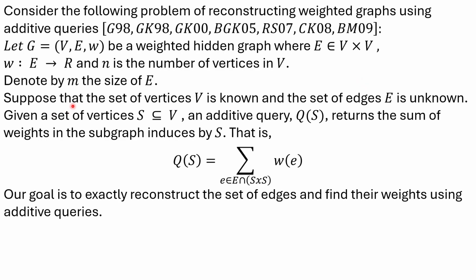Given a set of vertices S, which is in V, an additive query Q_S returns the sum of weights in the subgraph induced by S. That is, we go over all the weight function values for the edges that are in S. Our goal is to exactly reconstruct the set of edges and find their weights using additive queries.